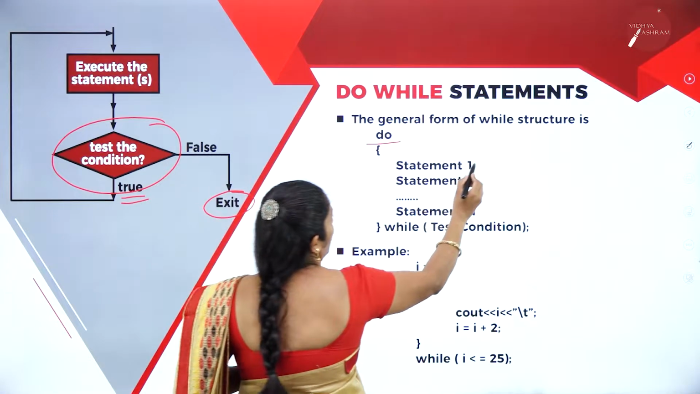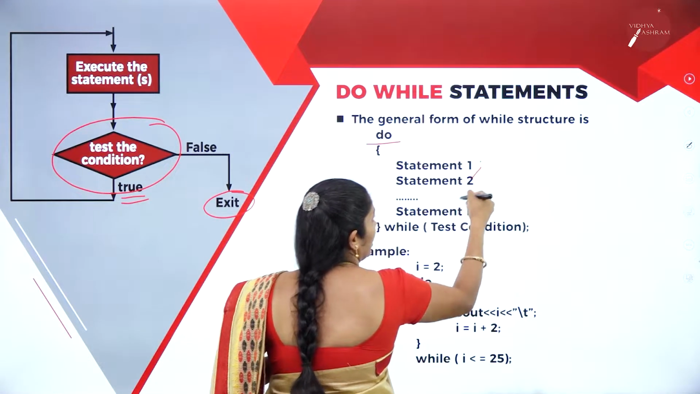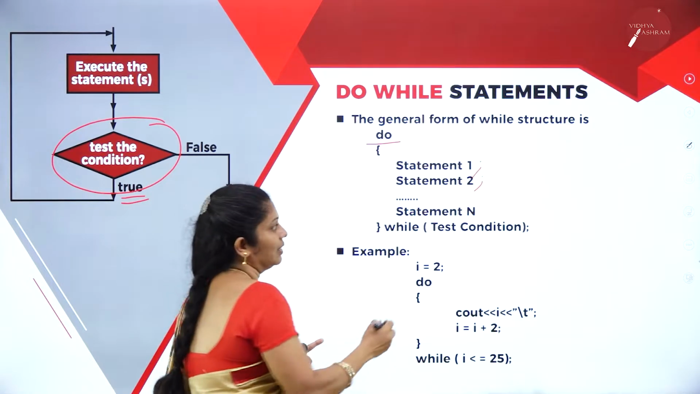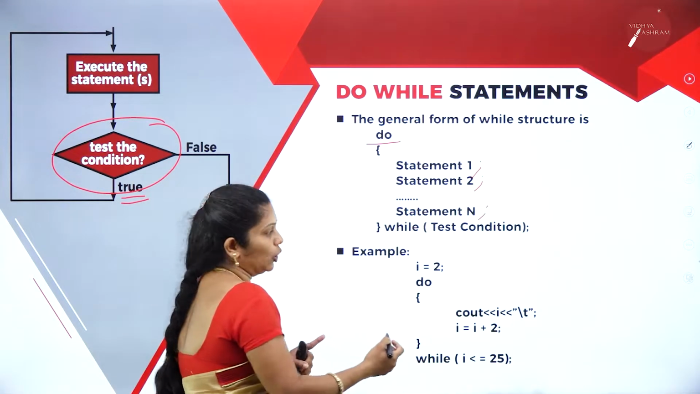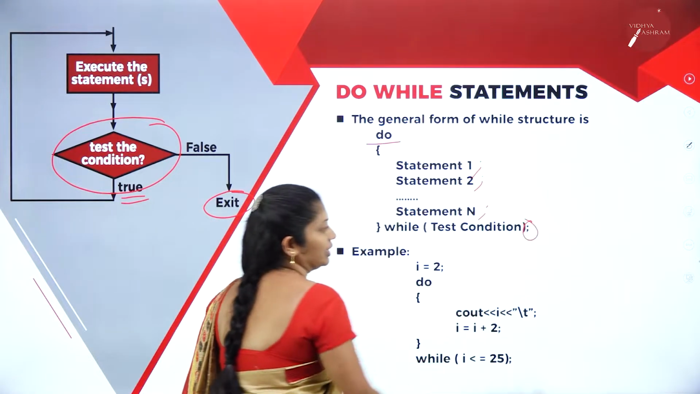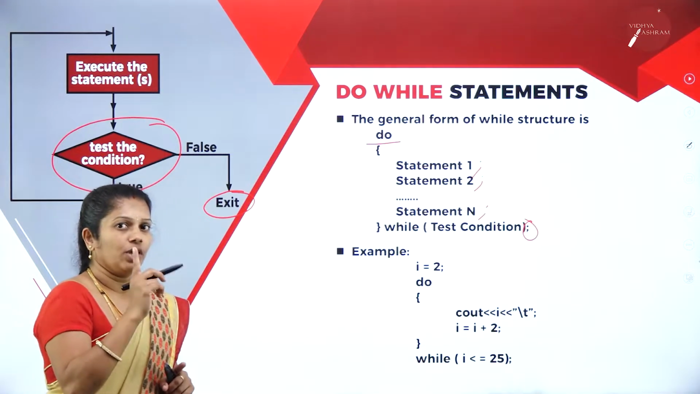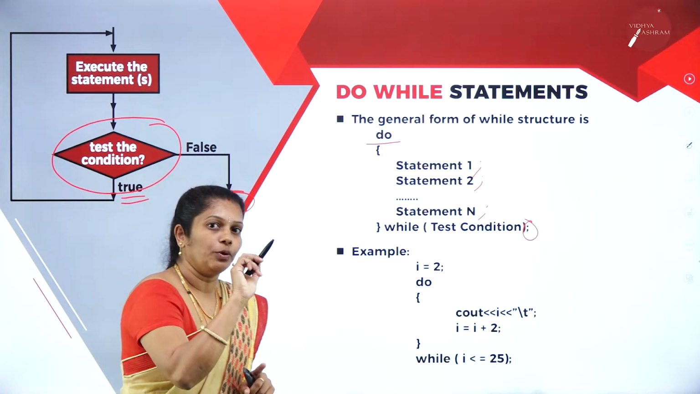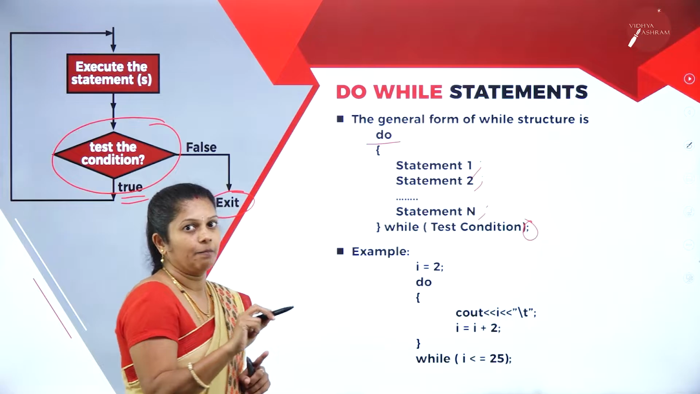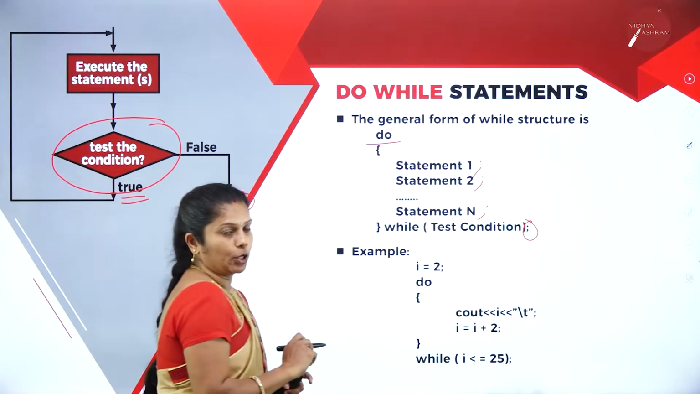Then later on, you can write as many statements as you want. Each statement must end with a semicolon. All of these have to end with a semicolon. Then write the test condition with while, and at the end, once again, you have to put a semicolon. It means that in a while loop, we do not put any semicolon for while, but for do while, at the end, we will put a semicolon.